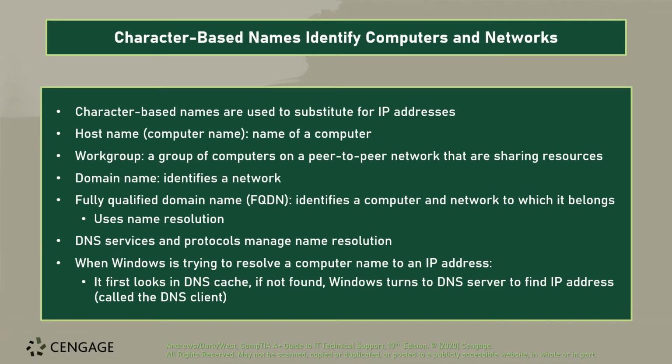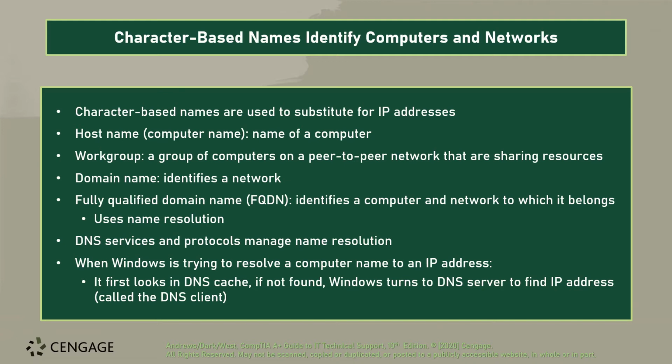Now, character-based names allow us to identify computers and networks much more uniquely. Human beings are built on narratives, so we look for names, we look for stories, right? Character-based names are often used to substitute for IP addresses, and that's how we get things like host names or computer names. We may also have a workgroup, that is a name for a group of peer-to-peer devices that are sharing resources. A domain name is how we identify a network.